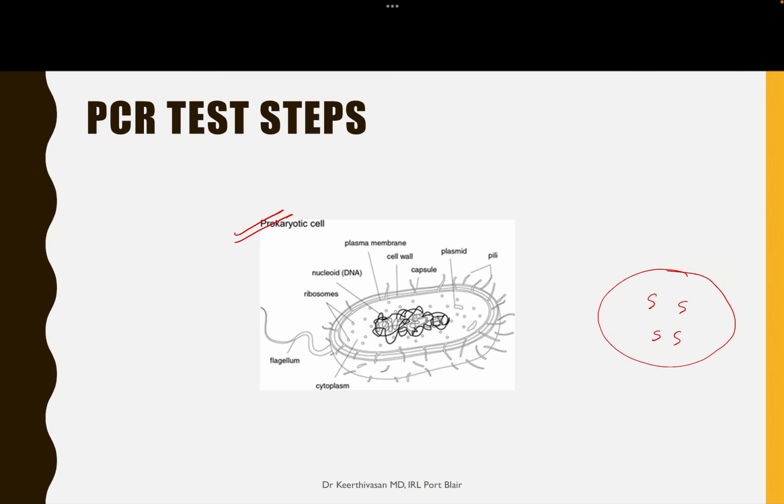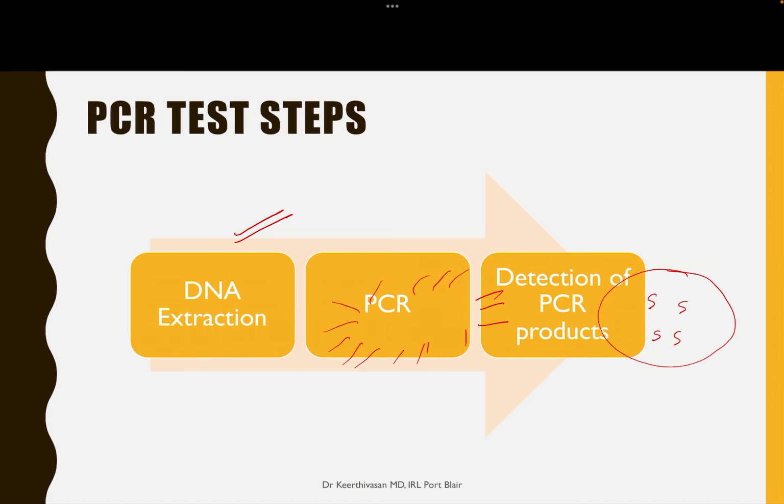So we need this DNA. For that, this cell, which has a cell wall, etc., has to be broken, lysed, and the DNA has to be taken out. That process is called DNA extraction. So the first step is DNA extraction. Once DNA extraction is done, we move on to the main step, PCR, polymerase chain reaction.